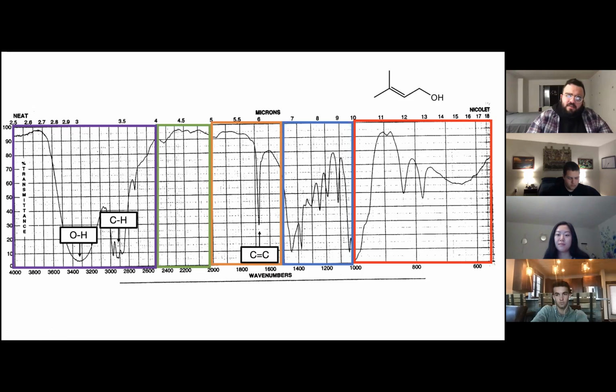So that's what an IR looks like. Don't get too hung up on it if you're not understanding it or this kind of frightens you, because it's not going to be the most important thing for you.